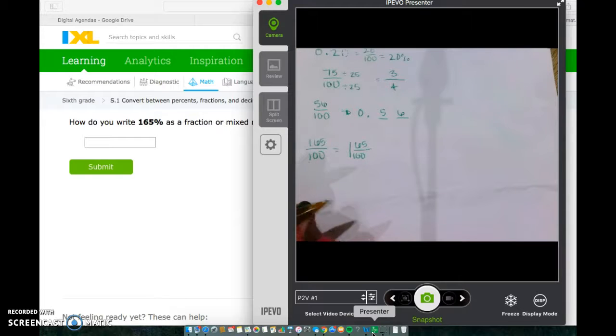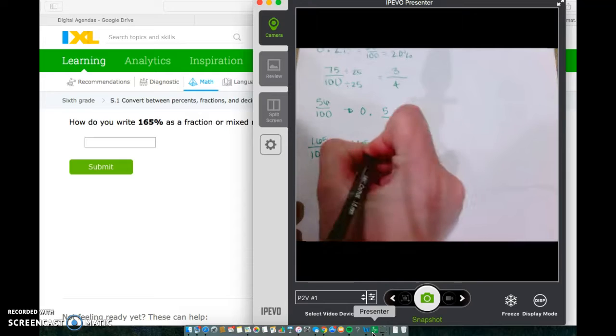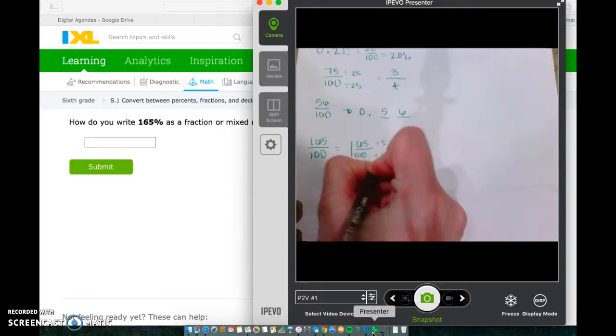Now I need to reduce the 65 over 100 part so that it is in simplest form. The 1 is going to stay the way it is. I need to find the greatest common factor between 65 and 100. Instead of finding the greatest common factor, I'm just going to find a common factor to show you what would happen if you didn't find the greatest one. I know that 5 goes into both 65 and 100, because if it ends in 5 or 0, 5 is a factor. So I am just going to do 65 divided by 5 and 100 divided by 5.